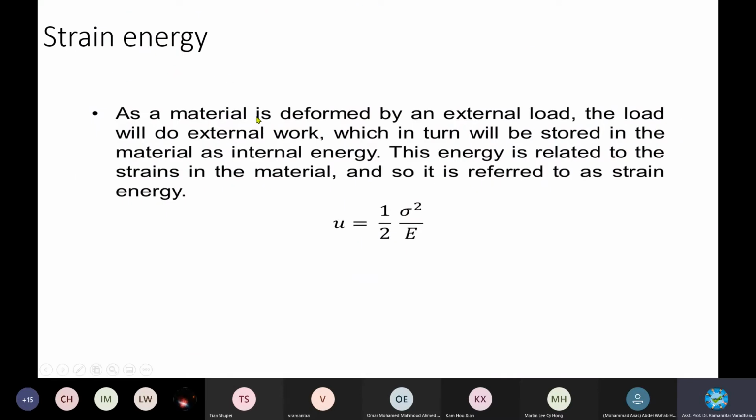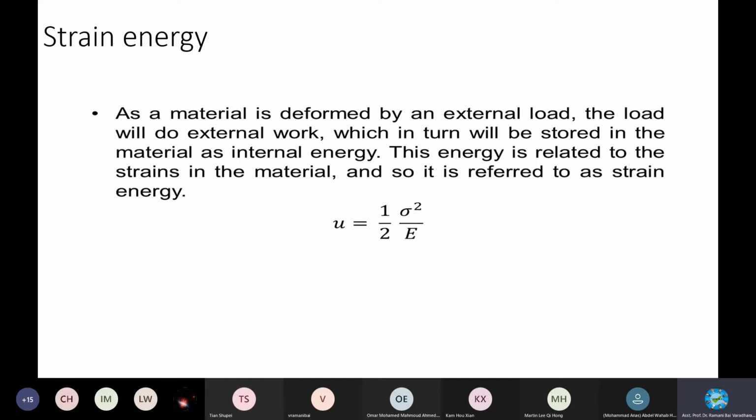Next is strain energy. You should also know what strain energy is. As the material is deformed by an external load, the load will do external work, which in turn will be stored in the material as internal energy. This energy is related to the strain in the material, and so it is referred to as strain energy. If you treat the strain as a deformation or a rate, it is in percentage, right? You can also change it in terms of how much work is done, because this kind of pulling and this kind of deformation is doing some work, right?